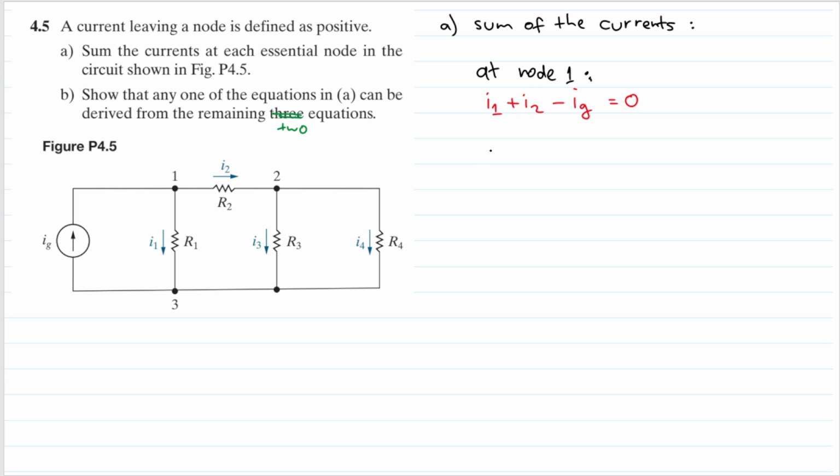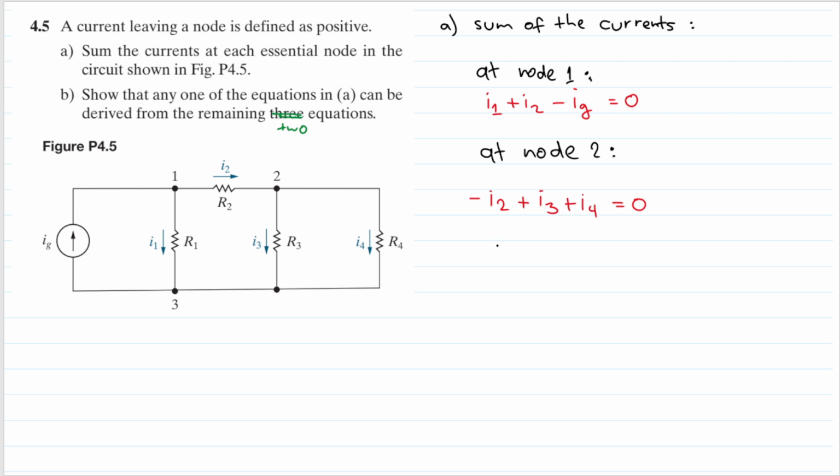Okay, let's move on to node number 2. At node number 2, the only current that goes in is I2, and I3 and I4 are going out. So the positive ones are I3 and I4. I2 is going in, so the sign will be negative. So I will have minus I2, and then plus I3 and I4. And all of that will equal 0, right?